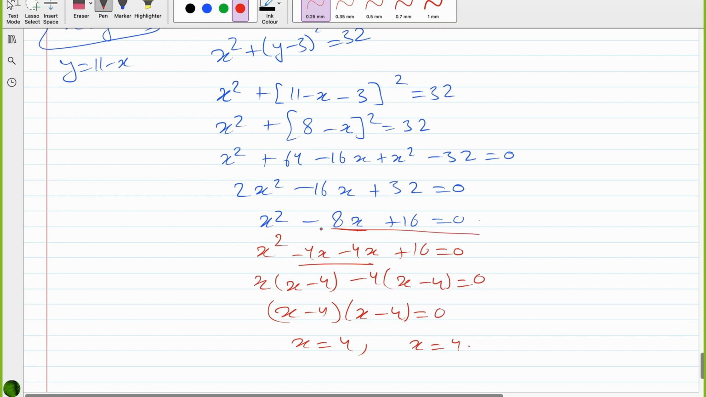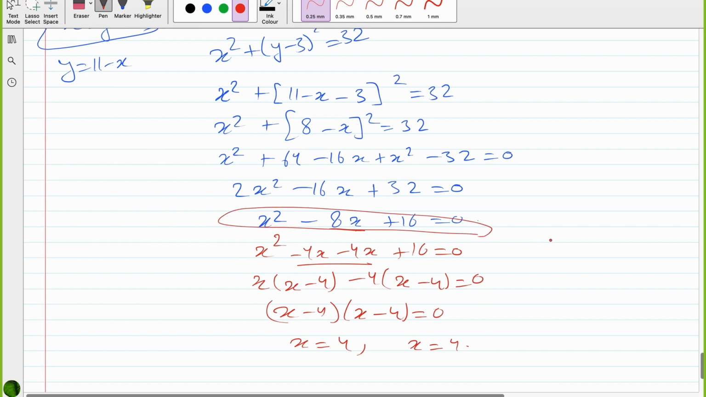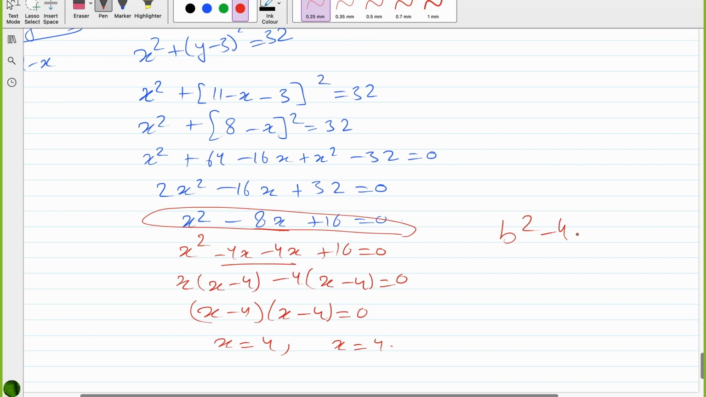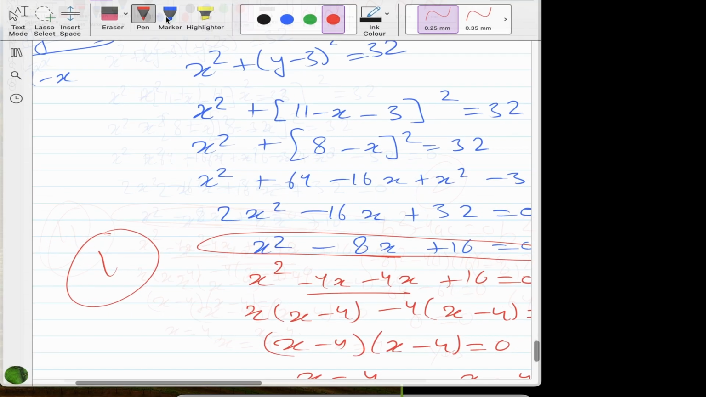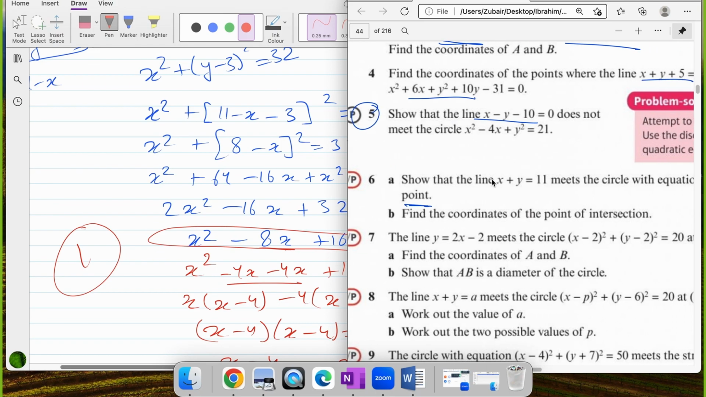and we can see that we have only one solution at x is equal to 4. Or if we check it with b square minus 4ac, that should be equal to 0 in this case. So b is minus 8 whole squared minus 4, a is 1, and c is 16. 8 square is 64, minus 4 into 16 is 64, equals to 0, 0 equals 0. So yes, these are two methods, one way or the other, both are acceptable. Clear?